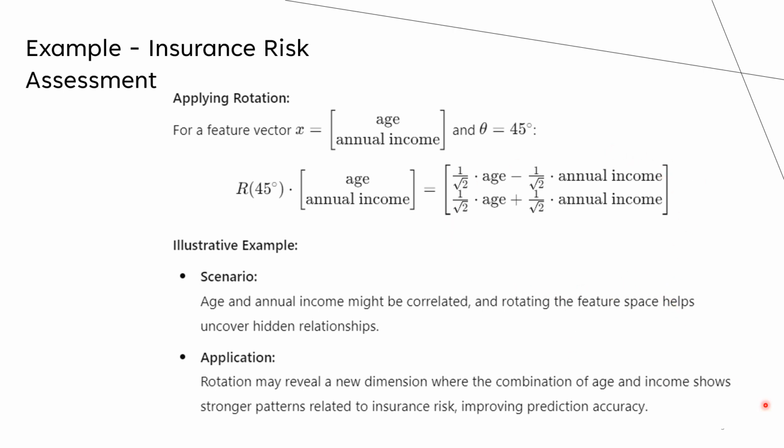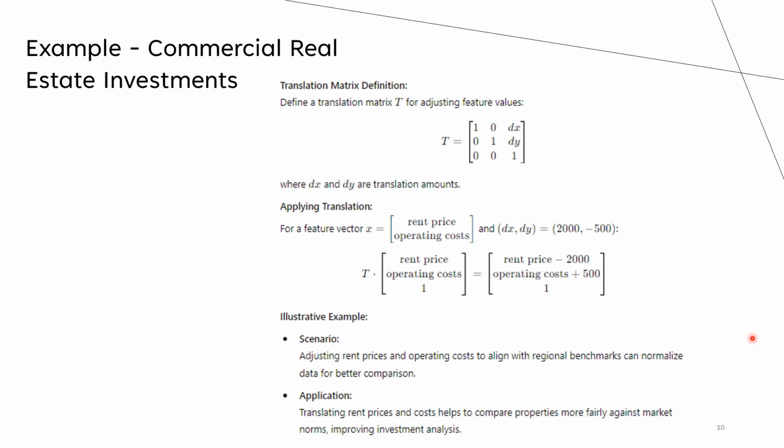representation. In commercial real estate, investment decisions depend on various factors like property value, location, and market trends. Using translation transformations, we can align data from different properties to a common scale, making it easier to compare and analyze investment opportunities. This helps us in identifying the best investment options with greater accuracy.